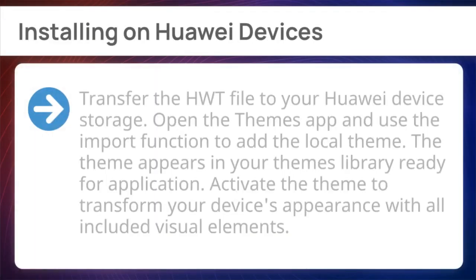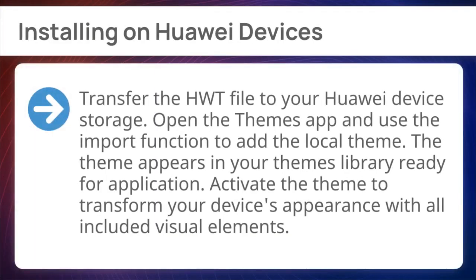First, installing on Huawei devices. Transfer the HWT file to your Huawei device storage. Open the Themes app and use the import function to add the local theme. The theme appears in your themes library, ready for application. Activate the theme to transform your device's appearance with all included visual elements.